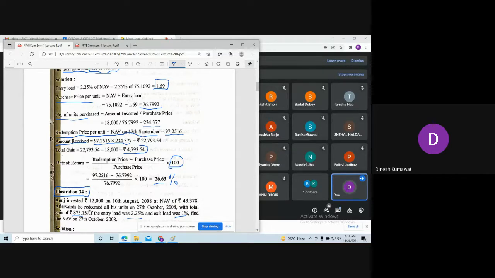What we need to find out? Find net asset value on 27 October 2008. Which means what? Which net asset value are we going to find out? You can say he redeemed all his units on 27th October and they ask us to find out net asset value on 27th October, which means what? This net asset value is on redemption.